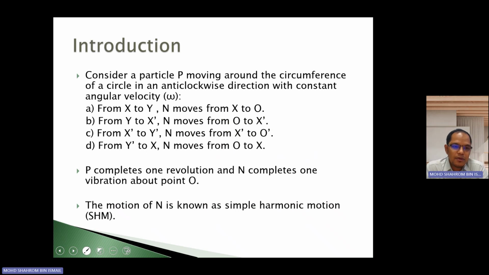For simple harmonic motion, consider a particle P moving around the circumference of a circle in an anti-clockwise direction with a constant angular velocity omega. Just try to imagine a particle P moving around the circumference of a circle.